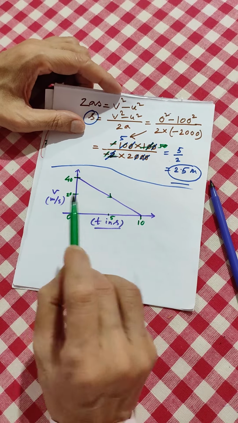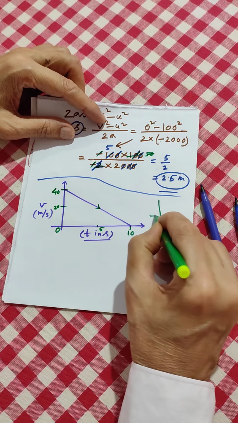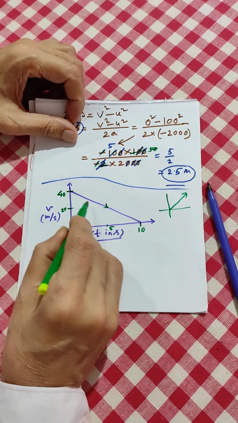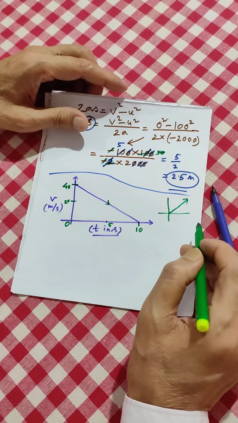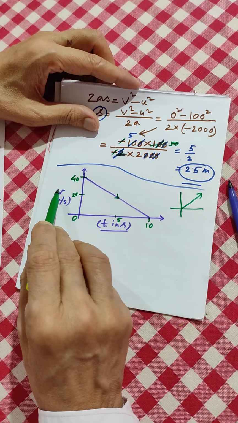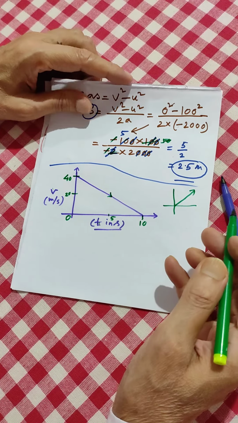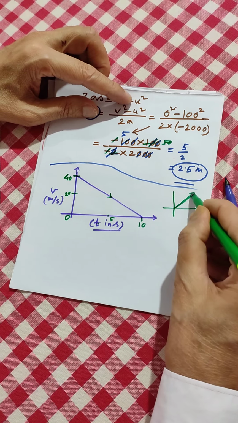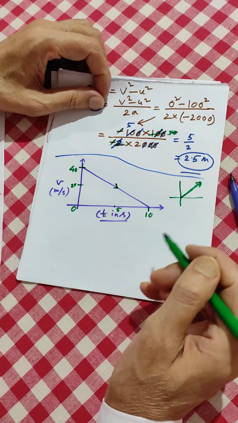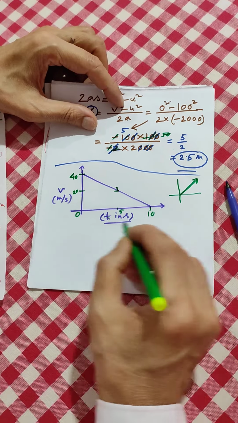Now what does a velocity time graph represent? Acceleration or retardation. If this velocity time graph goes this way, it is acceleration, and here it is opposite, it is coming down, so it is a case of retardation, that means negative acceleration. So remember, in a velocity time graph, this side velocity, this side time, it represents acceleration or retardation. If it goes up like this, it is acceleration, and here it is coming down, so this is retardation.